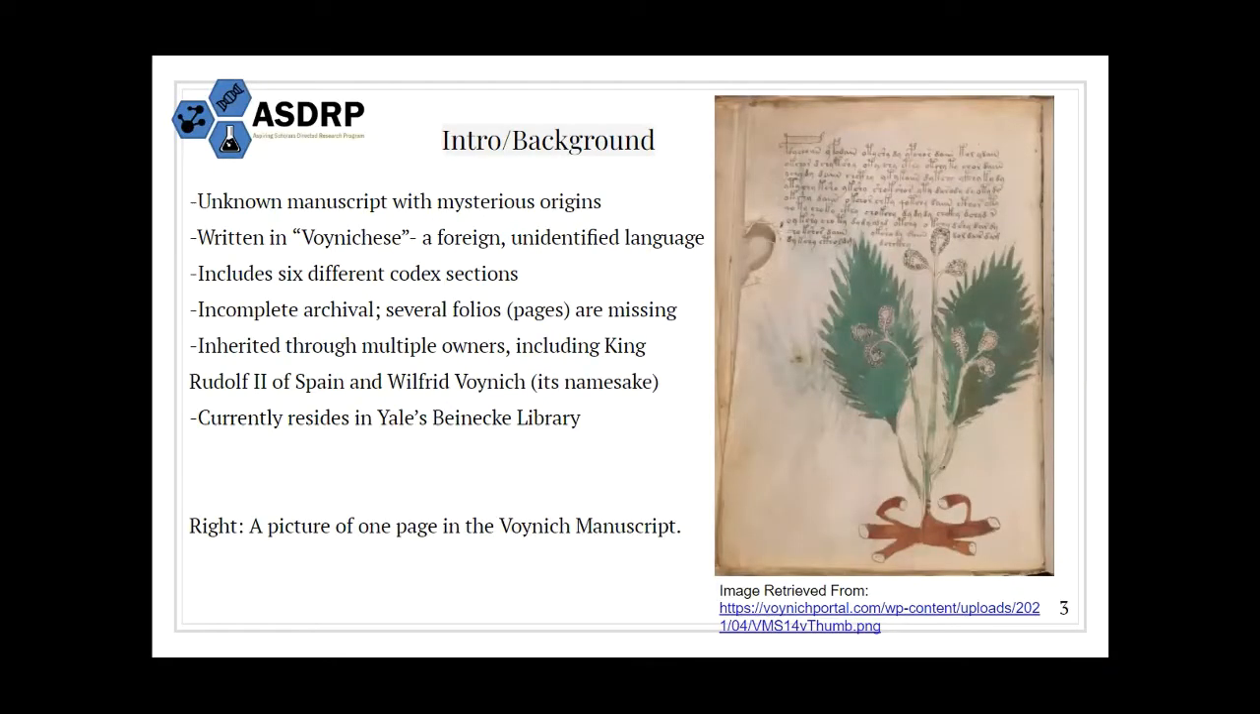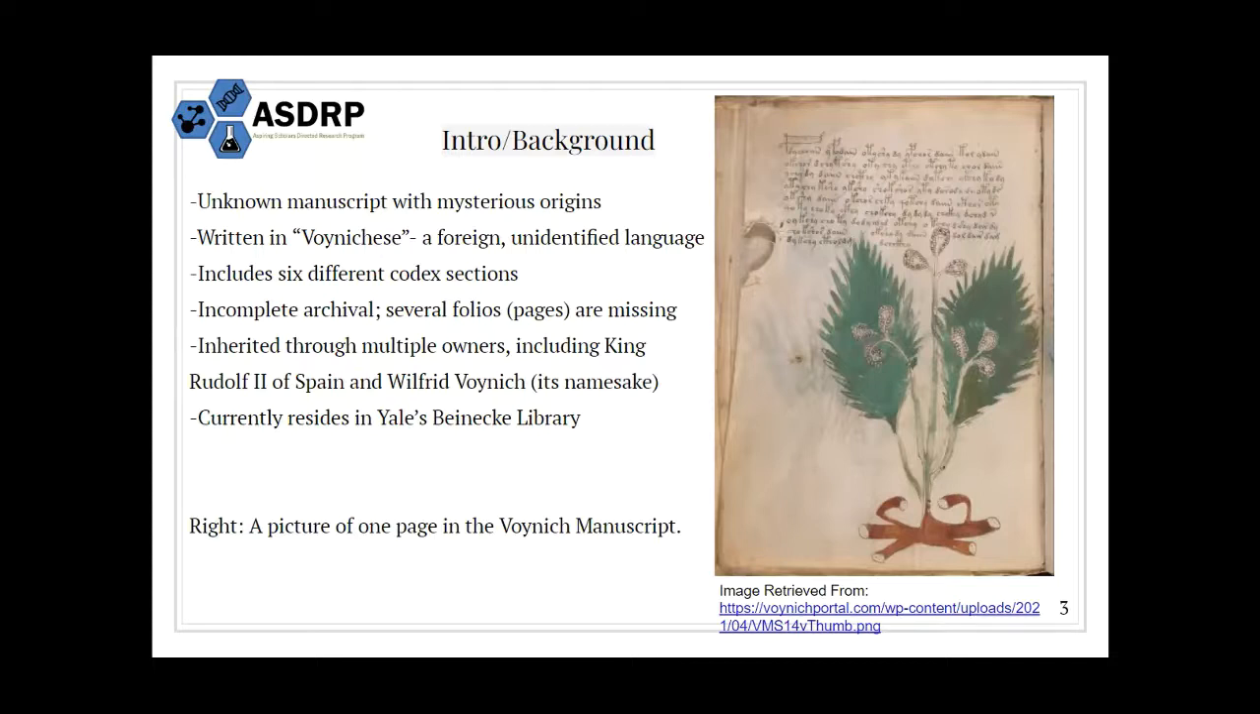So what is the Voynich Manuscript? The Voynich Manuscript is an unknown manuscript with pretty mysterious origins. We believe that the manuscript originated around the early 15th century, although we're not sure, and the author is also unknown. It's written in Voynichese, as seen on the right, which is a really foreign, unidentified language with unknown character sets. It includes 6 different codex sections, which include the botanical section and the pharmaceutical section. The botanical section, as an example, can be shown on the right with a plant.